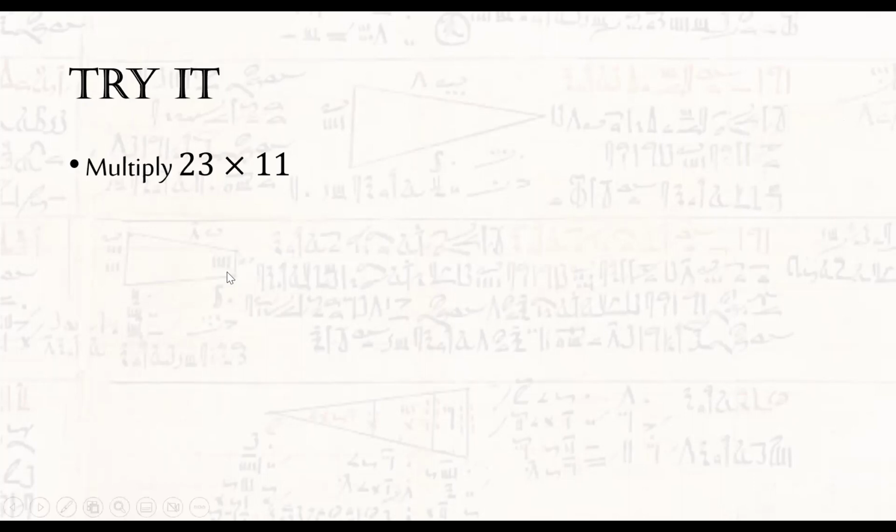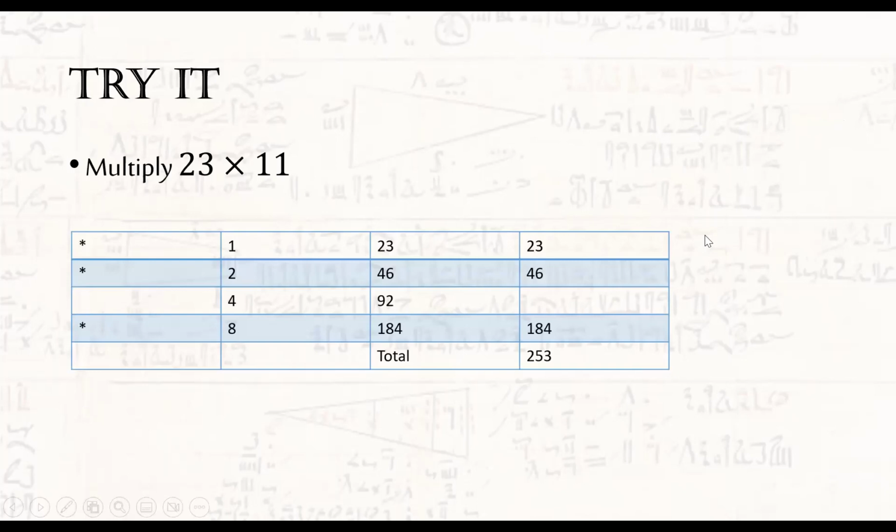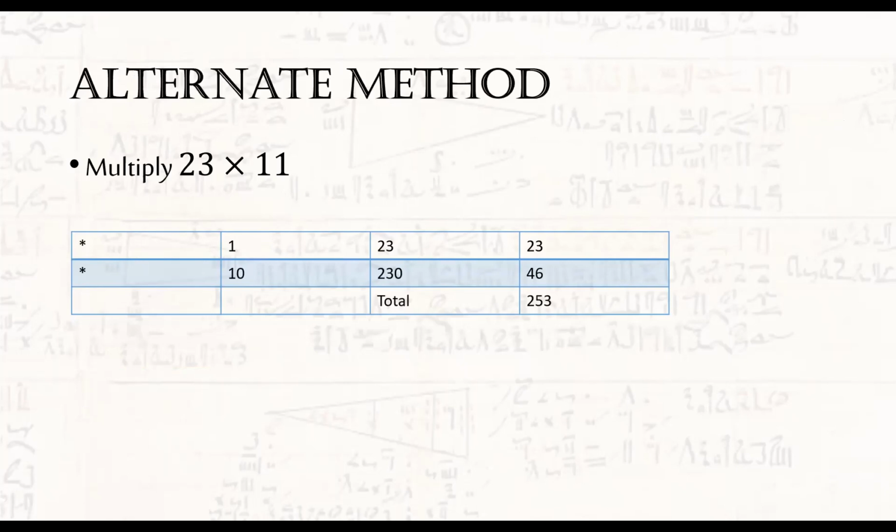Yes. All right. Solution number 1. If you do it the binary way with just doubling, you're going to add the 1 and 2 and 8 lines and get 253. If you want to be clever and multiply by 10, you can do it in two. You get the same answer though.